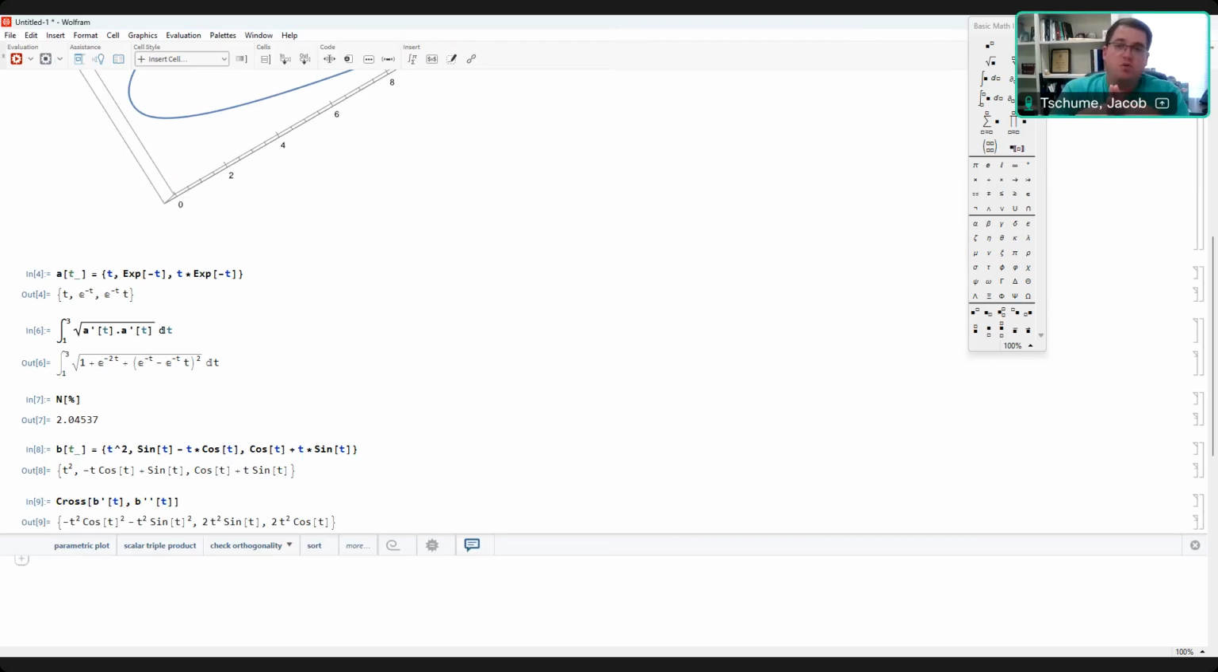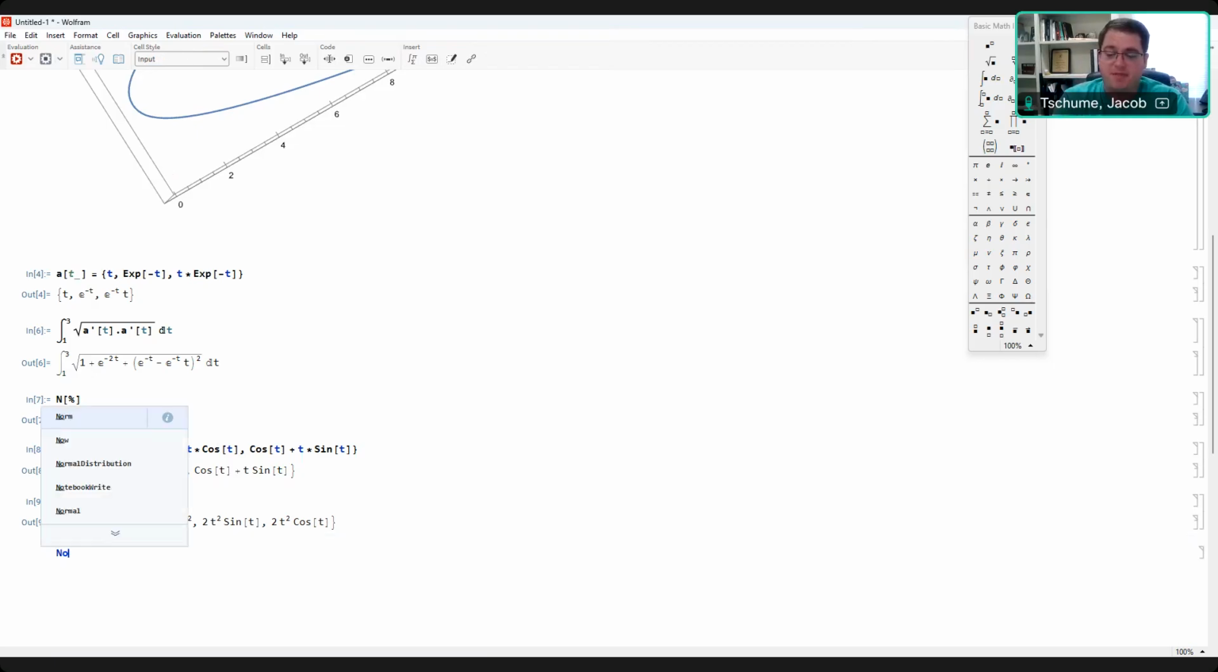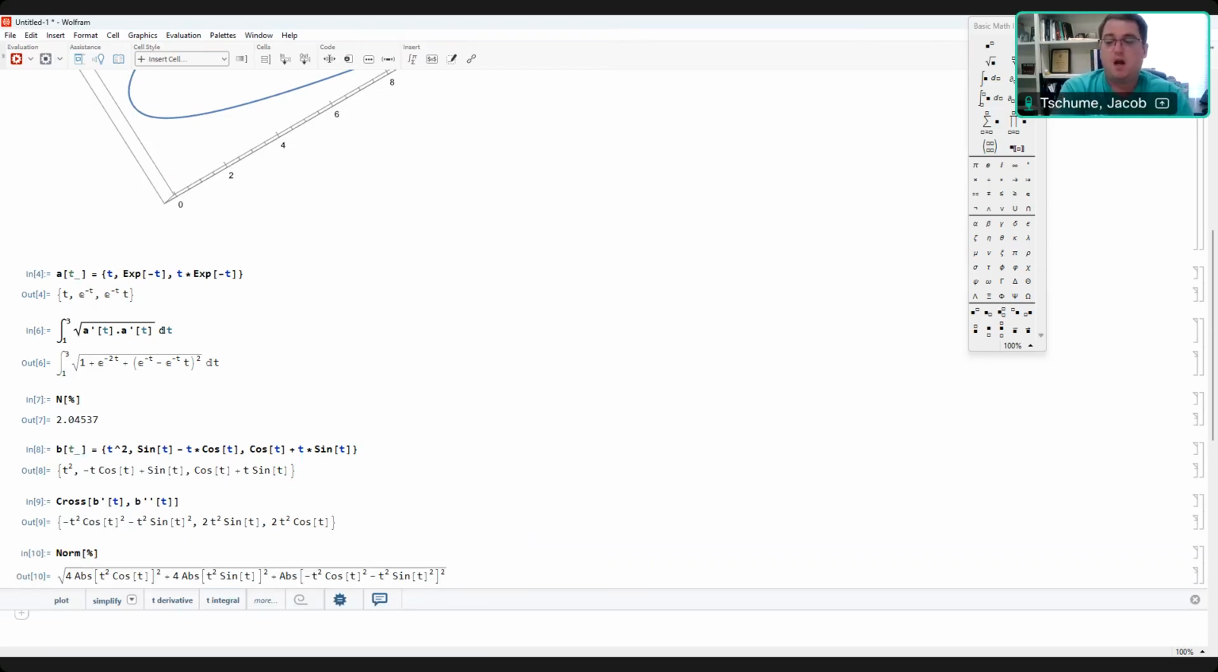The next thing you want to do is have Mathematica find the magnitude of this. So I'm going to have Mathematica find the norm, which is the code for magnitude in Mathematica, and I'm going to use the percent symbol. Now that I've already had Mathematica do the cross product, I just need to find the magnitude. So let's do that. Uh-oh, here's the issue.